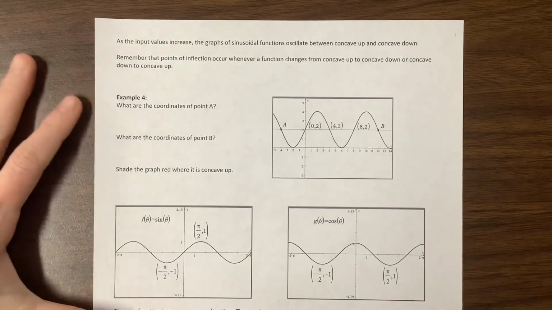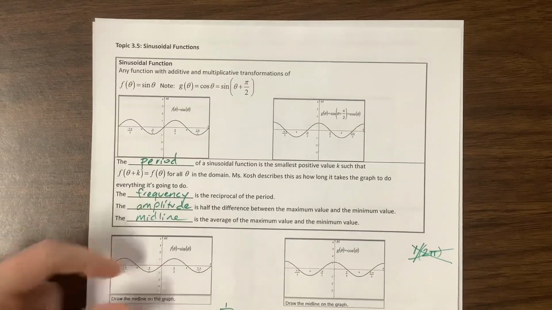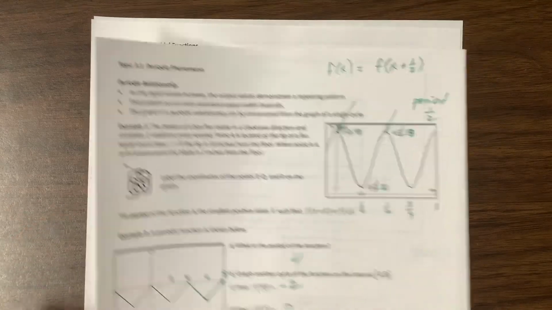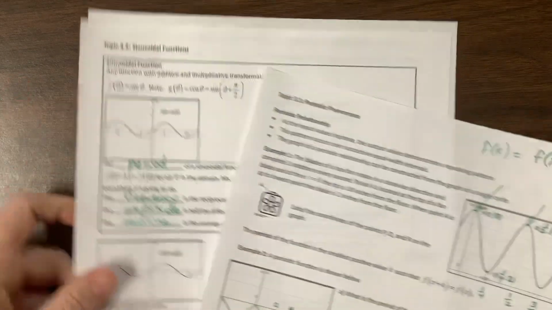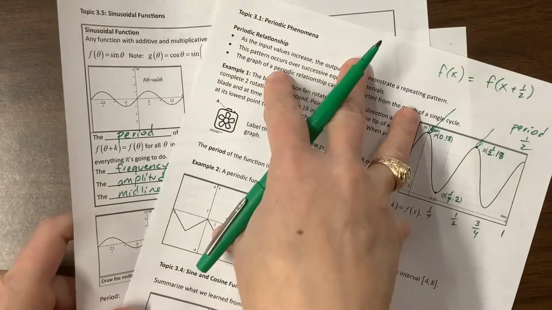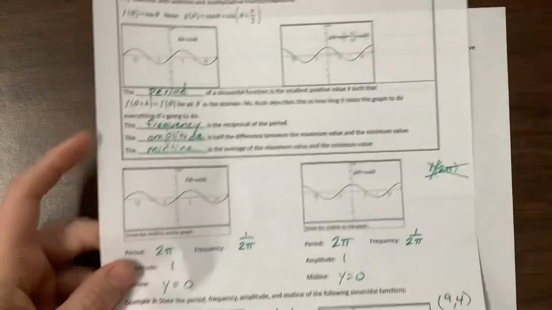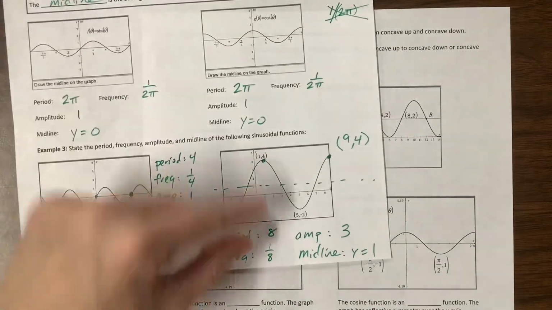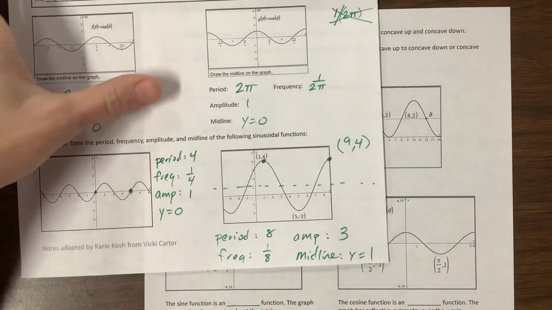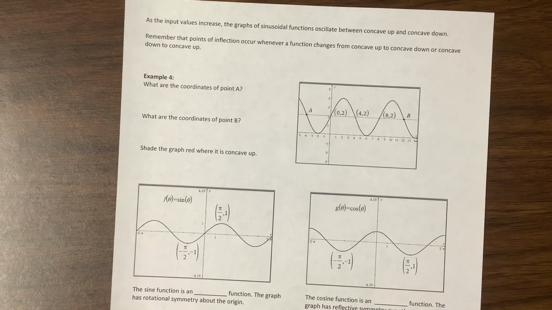AP PreCal, this is Miss Kosh, and we are continuing 3.5, which we're doing on the same day as 3.4 and 3.1. So we're just basically introducing the idea of sine and cosine parent functions. Well, periodic, the idea of what it means to be periodic. Then we were introducing what the sine and cosine parent functions look like. We tweaked this a tiny bit to adjust and talk about amplitude and stuff, but for the most part, we're going to save those transformations for later.